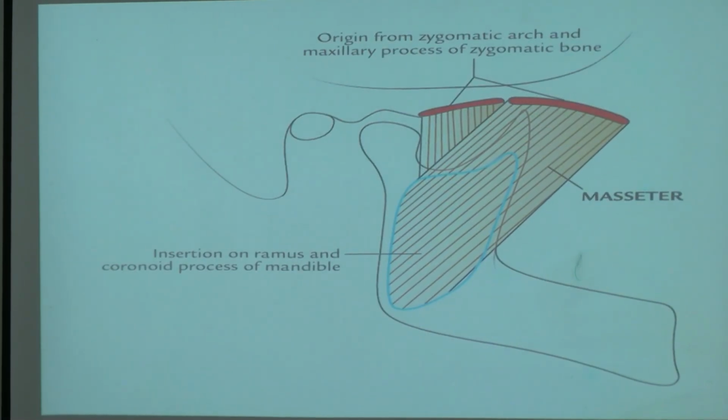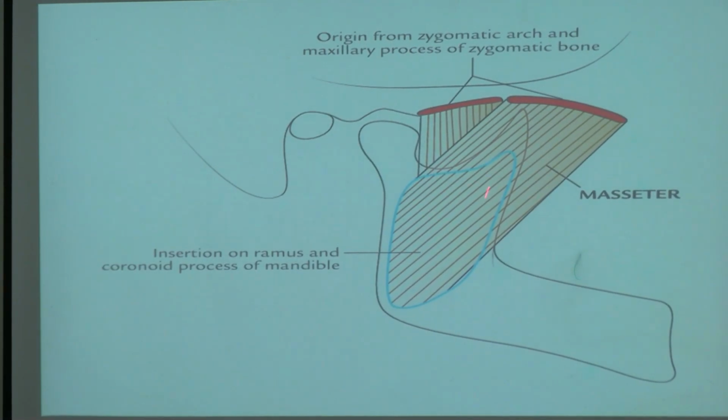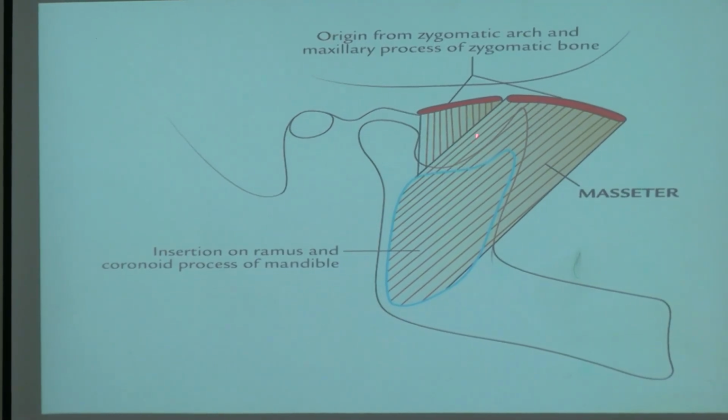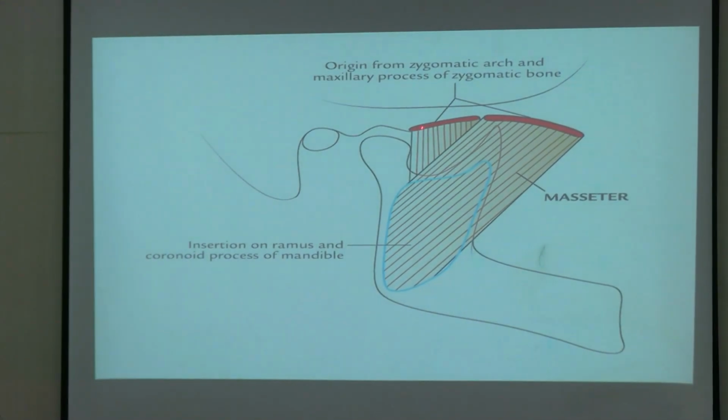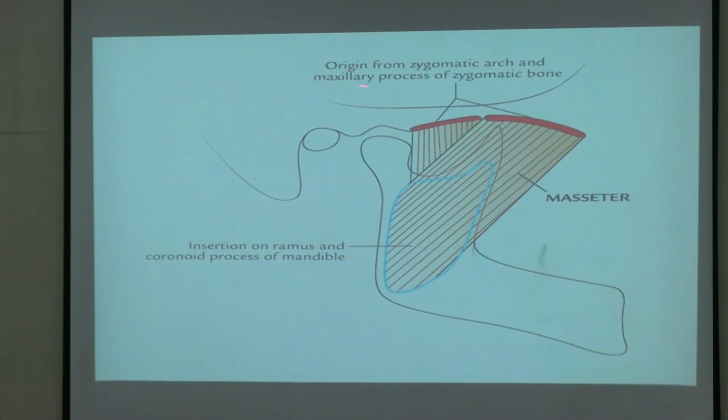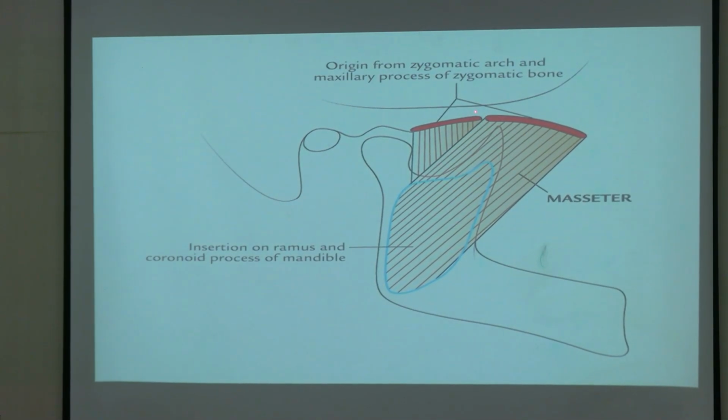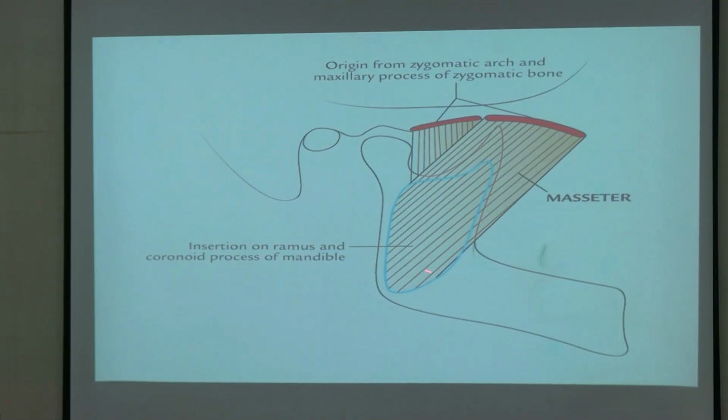You can see here, this is the masseter muscle, this is the superficial one and this is the intermediate one and this is the deep part. Okay, deep part or layers. And here this is the origin point. It will originate from your maxillary process and also from the zygomatic arch, and it will insert into your coronoid process and mainly to the middle part of the ramus.